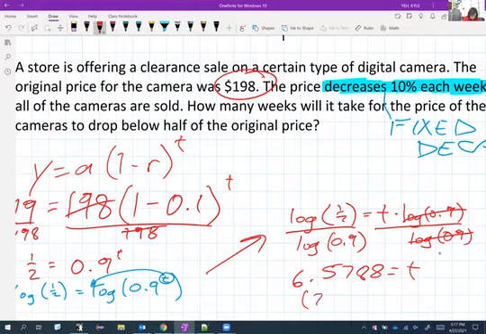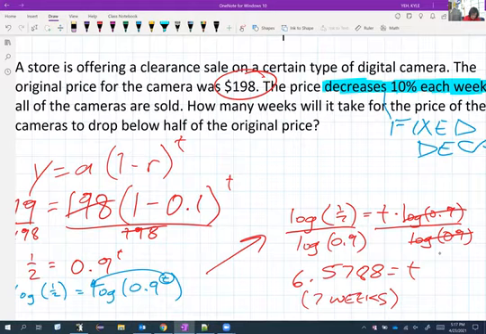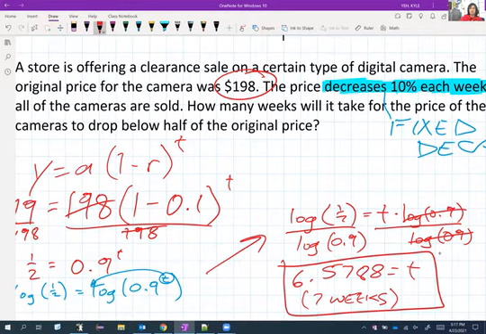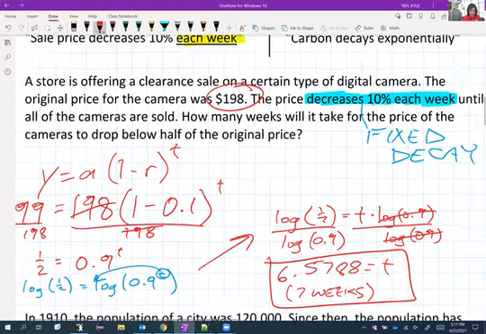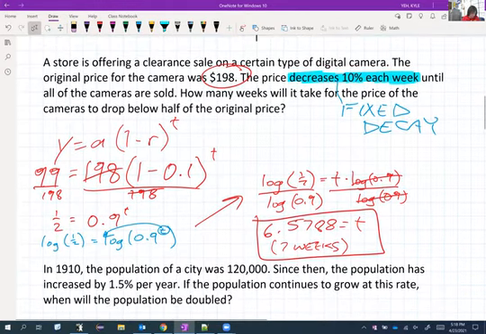I would probably add a note and say, so in a real world context, it'll take 7 weeks for it to drop below half of its original value. About 6.5, but I don't think the store is going out at 0.5788 of a week and saying, okay, drop it, let's get it to half. Probably about 7 weeks, just in the context of this problem. So again, no real new math skills there, but an example of identifying what equation we need. We needed fixed decay because it decreased 10% each week. How about this next one?